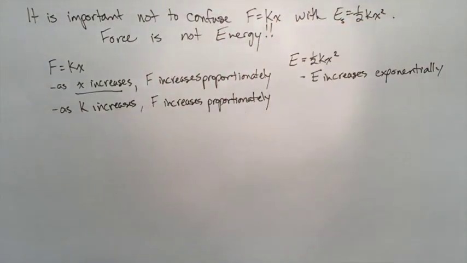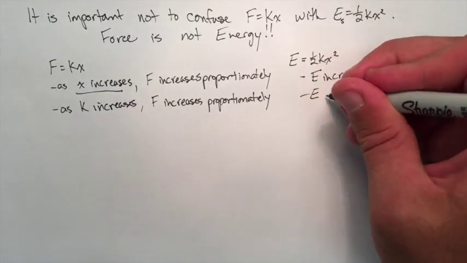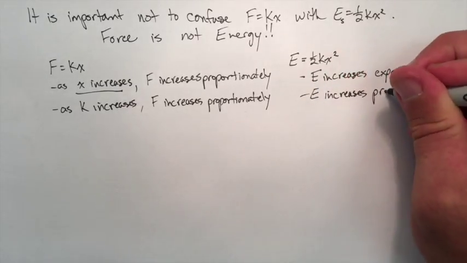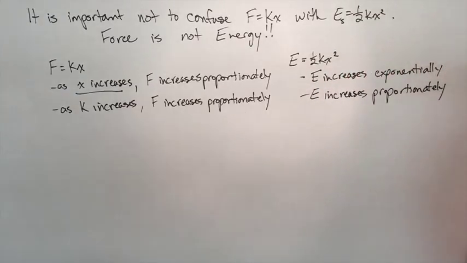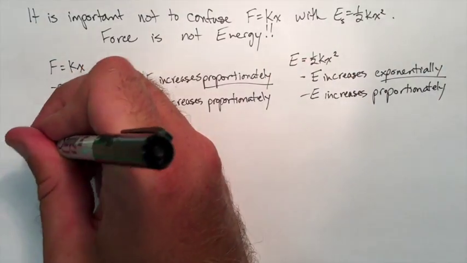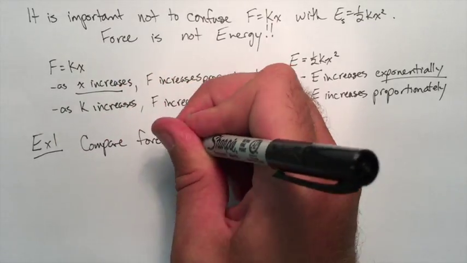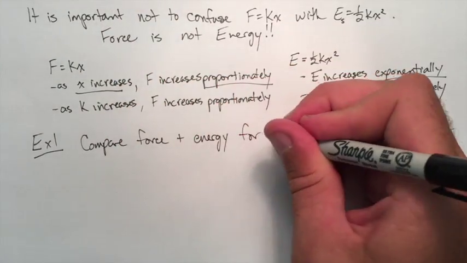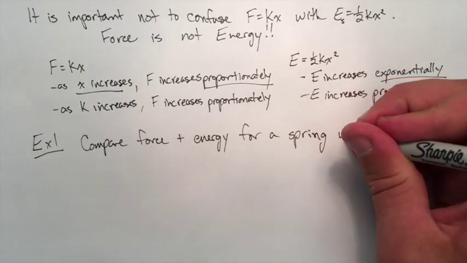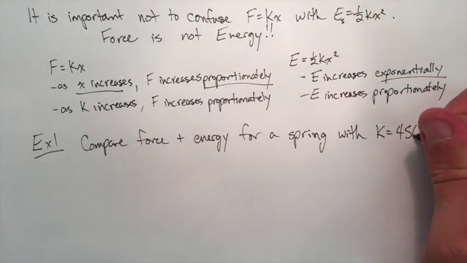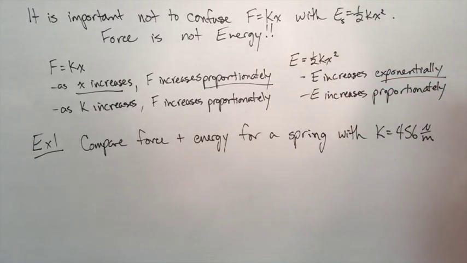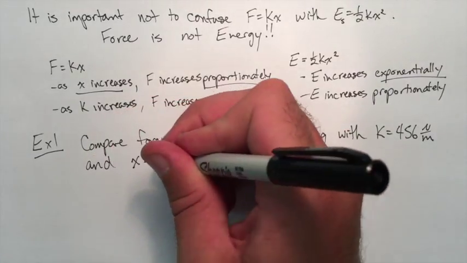Next, as k increases, if we increase the stiffness of the spring, F will increase proportionally. If we look at the energy formula, energy will also increase proportionally. So let's do an example here. Let's compare force and energy in a spring with a k constant of 456 newtons per meter, and let's say we stretch that spring a distance of 2.4 meters.